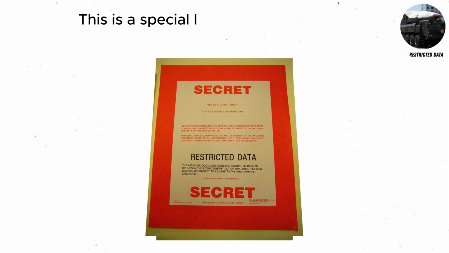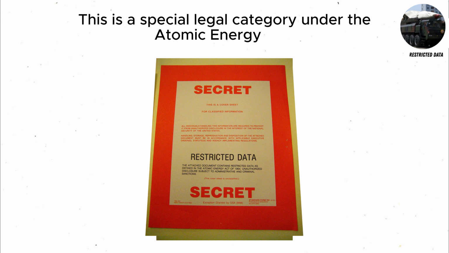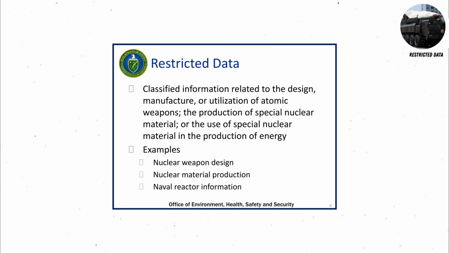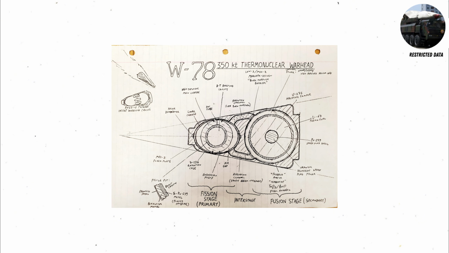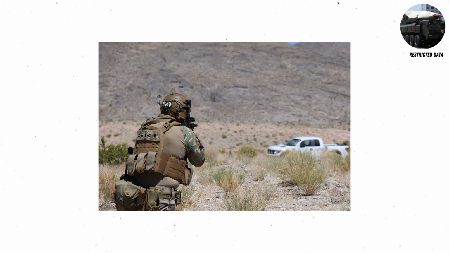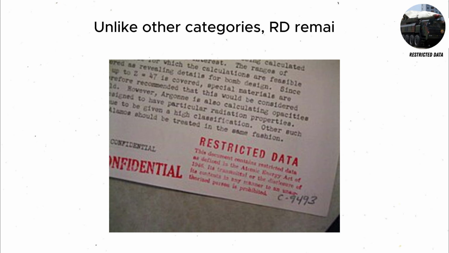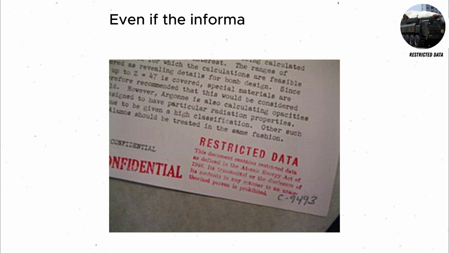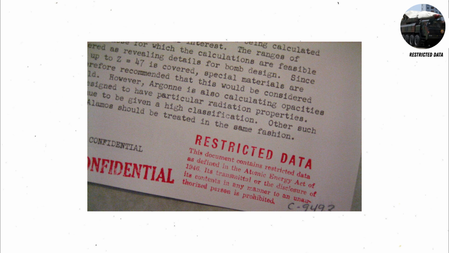Restricted data. This is a special legal category under the Atomic Energy Act. RD protects nuclear-related information regardless of classification level. It applies to the design, production, and use of nuclear weapons and materials. Its function is absolute protection of nuclear secrets. Unlike other categories, RD remains classified by default. Even if the information appears unthreatening, if it relates to nuclear processes, it is treated as restricted data.